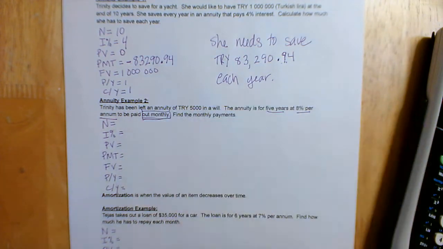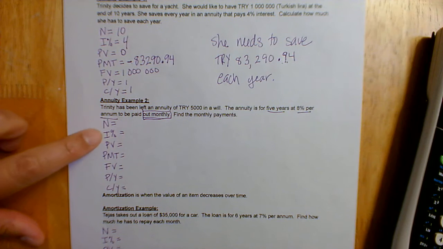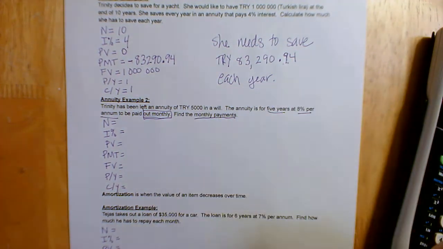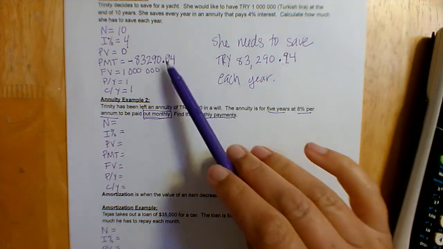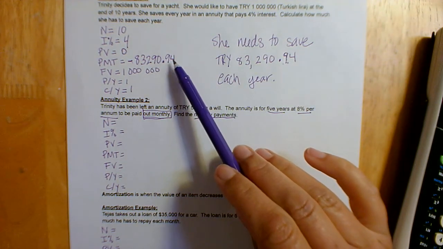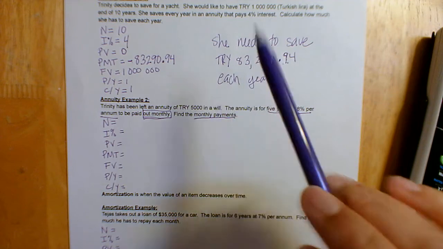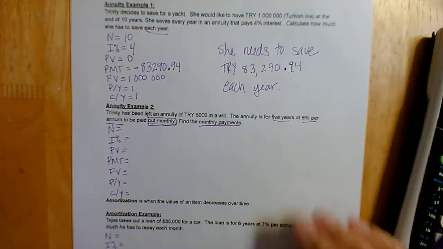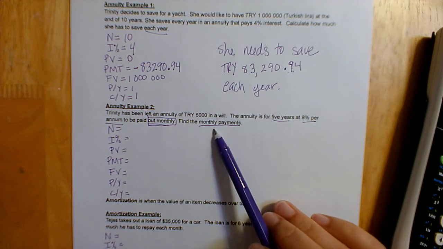This is where you have to be careful reading, because we're going to have to do a couple things different for our number of years and our interest. We have to find the monthly payments. Now, this example up here, this was per year, how much she saves each year. Now we're changing to per month.